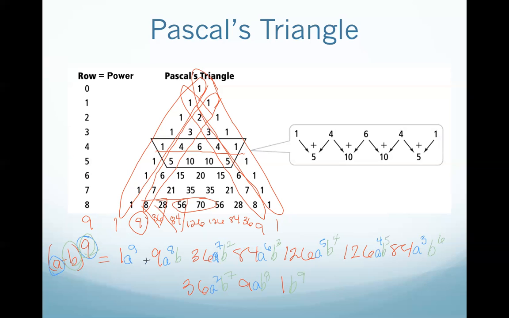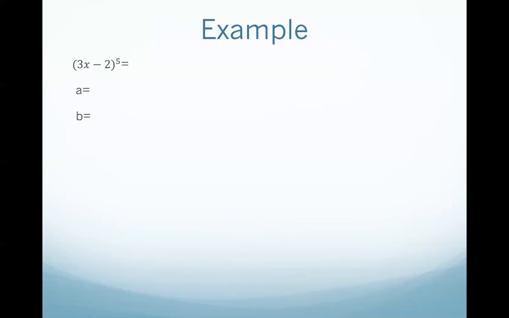Now, how do I know that all of my exponents are correct? Well, each exponent should add up to 9. That's a good double check. Each term, the exponents should add up to the same number that we raised to. This is called the binomial theorem.